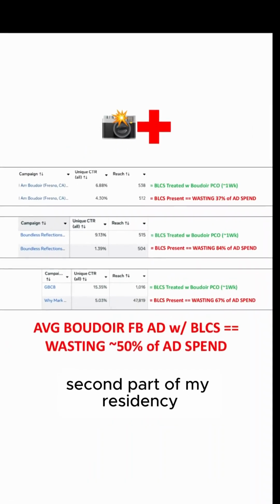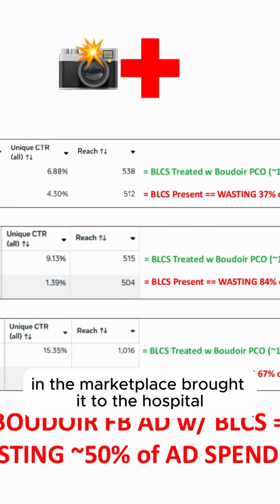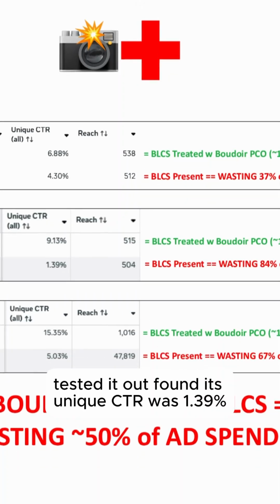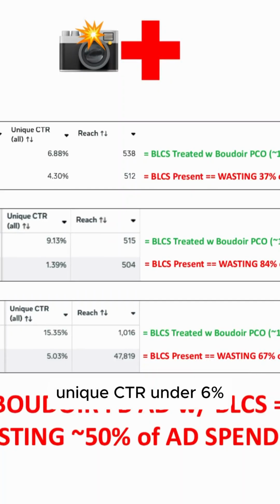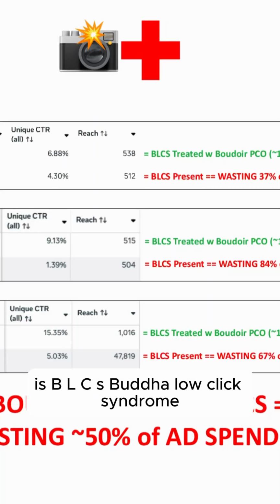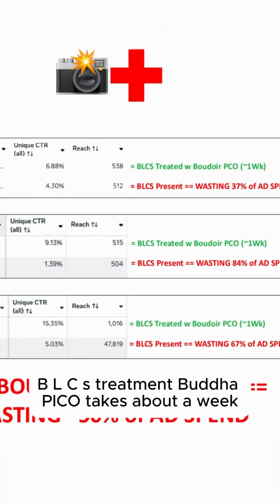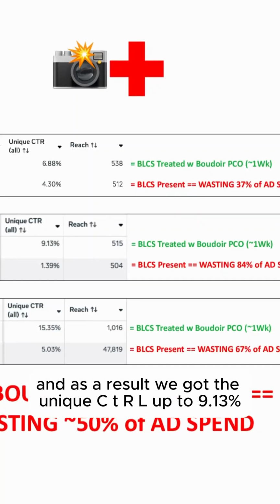All right, second part of my residency, found another Boudoir Facebook ad out there in the marketplace, brought it to the hospital, tested it out, found its unique CTRL was 1.39%. So we discovered that BLCS was present. Unique CTRL under 6% is BLCS, Boudoir low click syndrome, but we got the treatment for it. BLCS treatment with Boudoir Pico takes about a week. And as a result, we got the unique CTRL up to 9.13%.